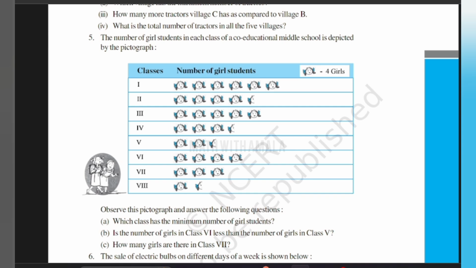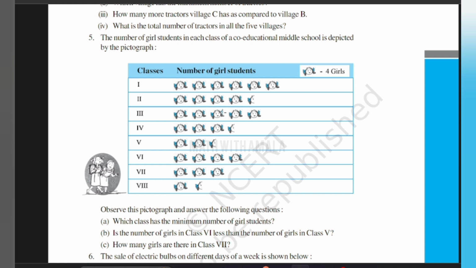In class 1 you have 1, 2, 3, 4, 5 faces. Sorry, 6 faces. So the 6 faces lead to 6 into 4, that means 24 girls in class 1. And in class 2, there are 1, 2, 3, 4 full faces and 1 half face. So 4 into 4 is 16, plus the half face, that is 2. 16 plus 2 is 18. Likewise, you can compute this.